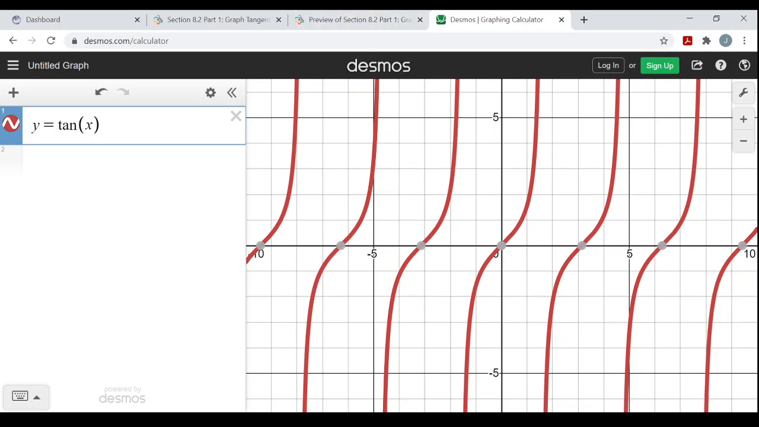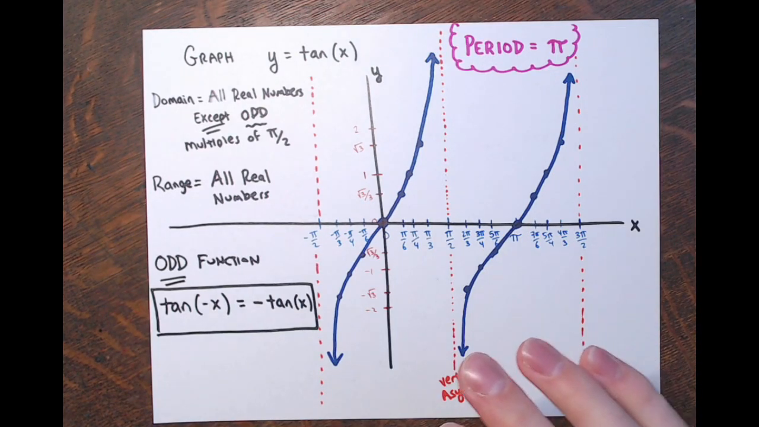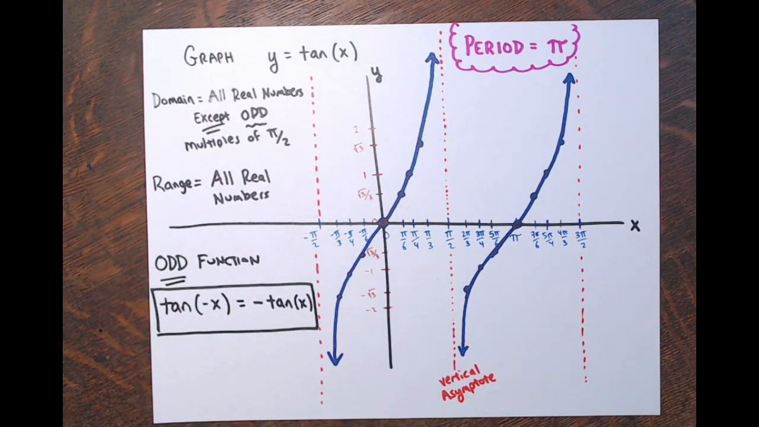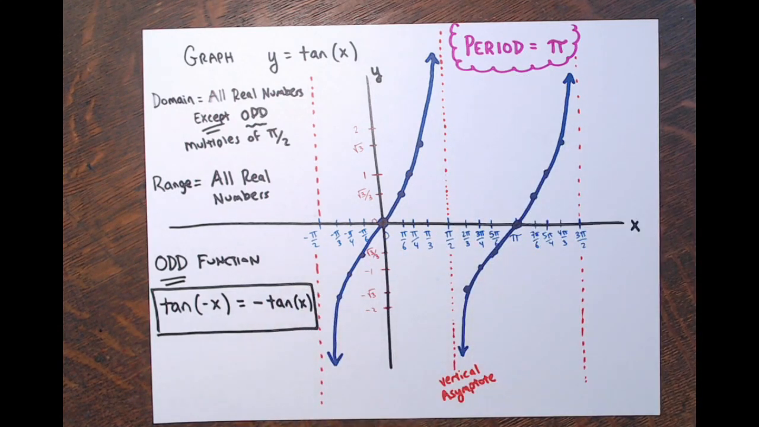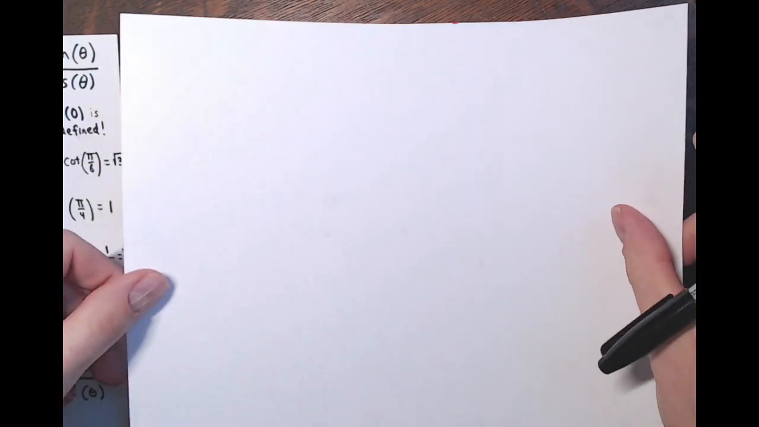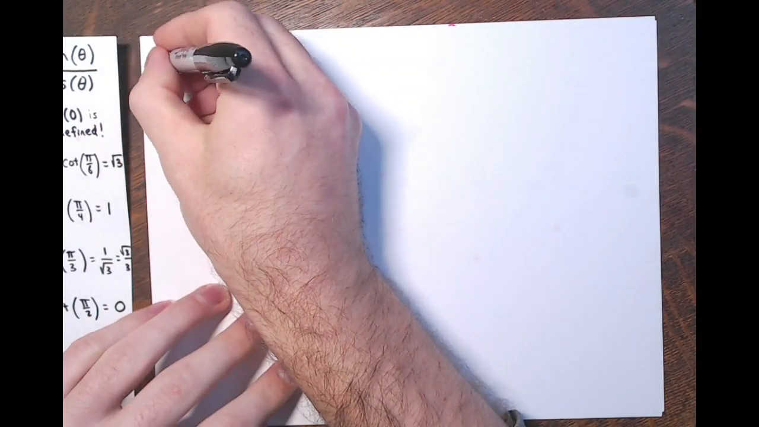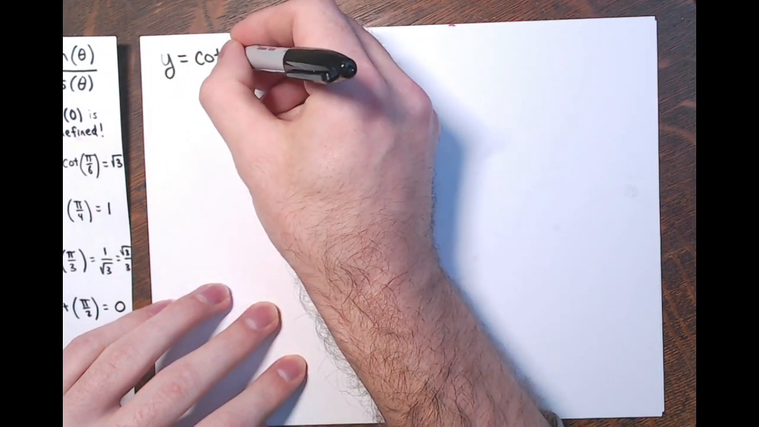Now, that was tangent. Now, cotangent is very similar. The period will be pi. It'll repeat every pi radians. I'll draw a couple cycles, a couple periods of cotangent. So this time, same thing, I'm going to graph y equals the cotangent of x.